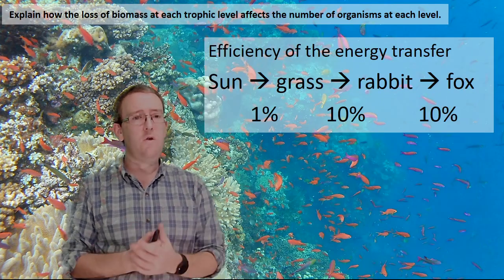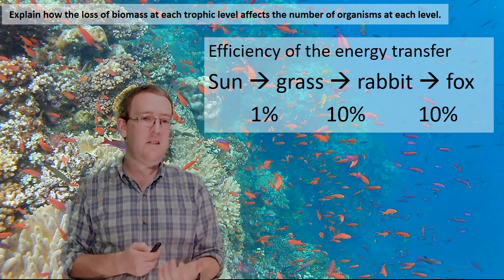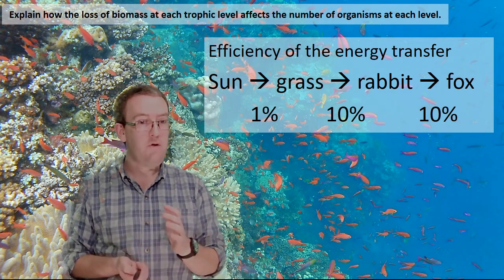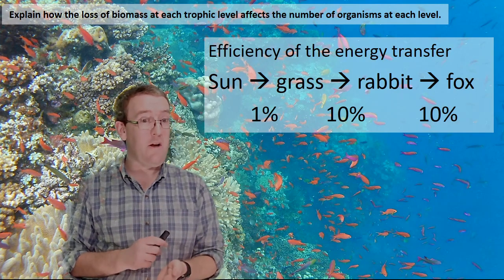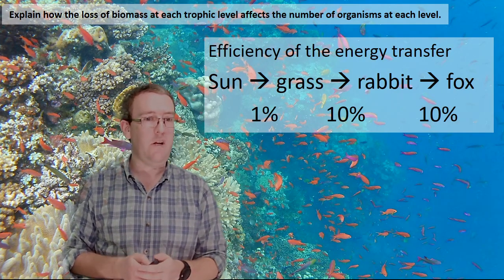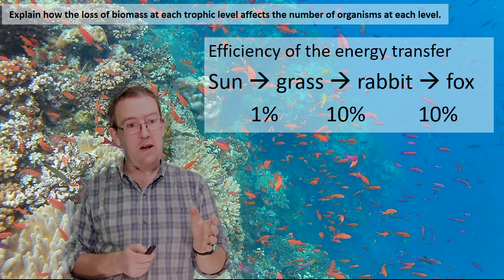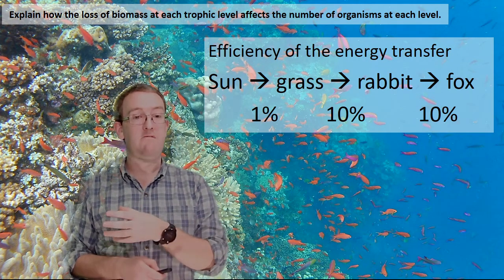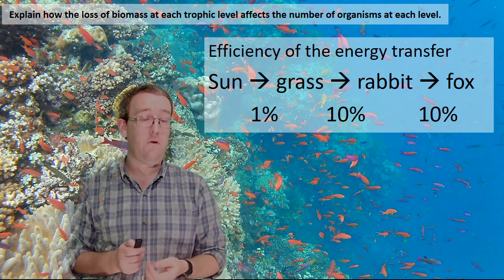Right, so let's talk about efficiency a little bit more. This is a typical food chain. Maybe the percentages are a little bit overestimated there, but we rounded the numbers to make it easy. So 1% of the energy from the sun will make it into the mass of the grass, about 10% of that will make it into the rabbit, and about 10% of that into the fox.